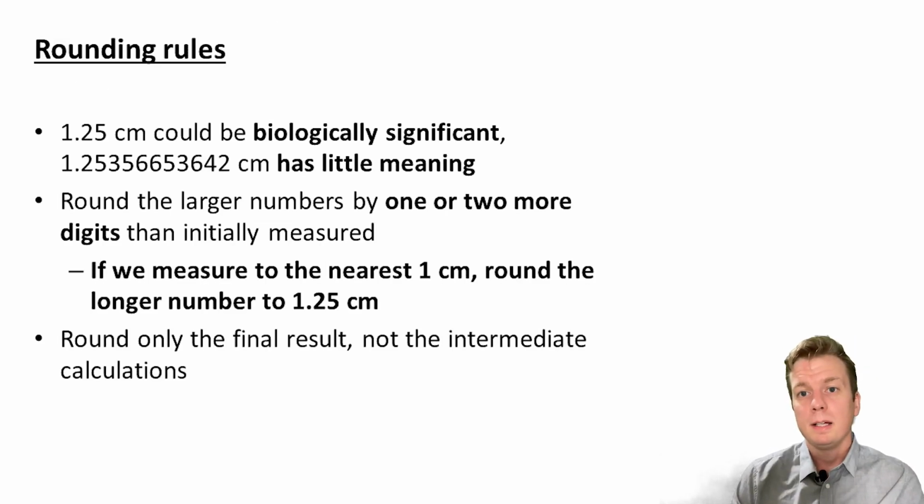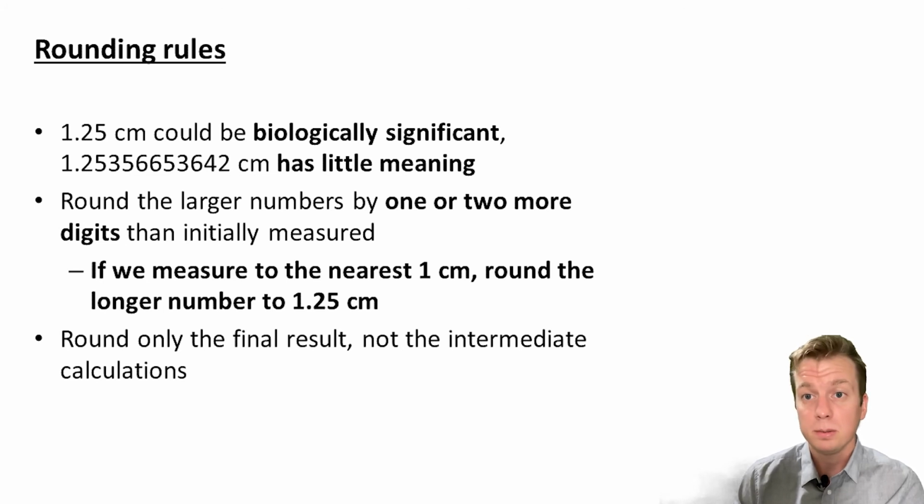This is now a good time to discuss some important rules for rounding, as calculating mean, variation, and standard deviation, as well as many other calculations we're going to do in this class, can return values with precision that exceeds biological interest. For example, a number like 1.25 centimeters can be biologically significant. However, a number like 1.253466643 centimeters loses meaning after a few digits.